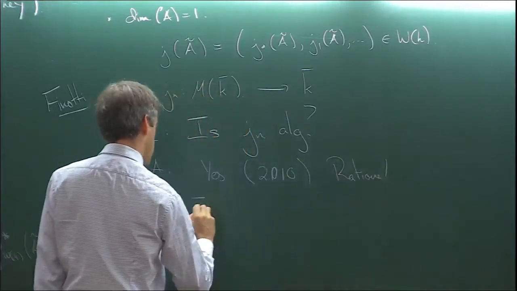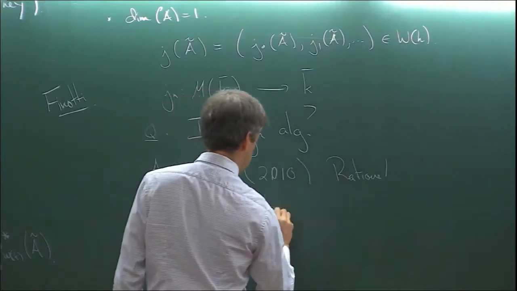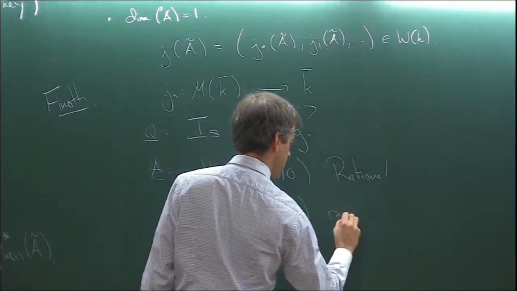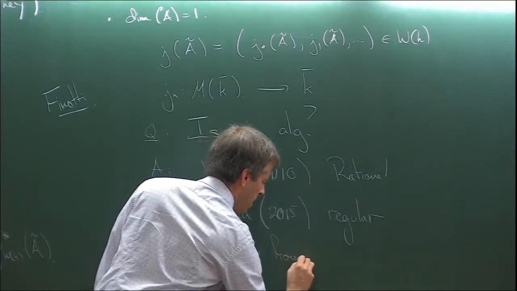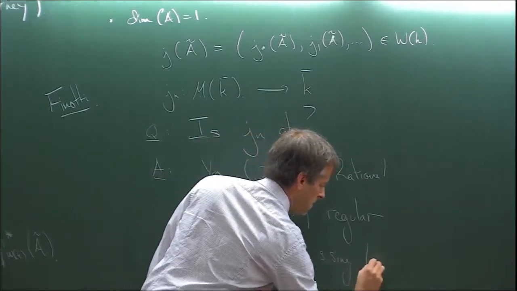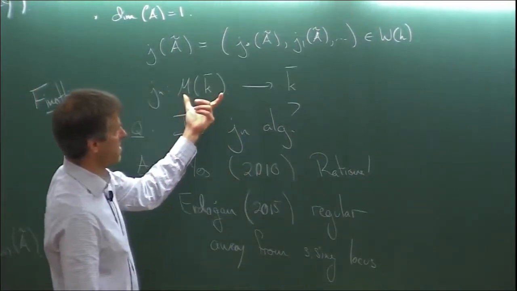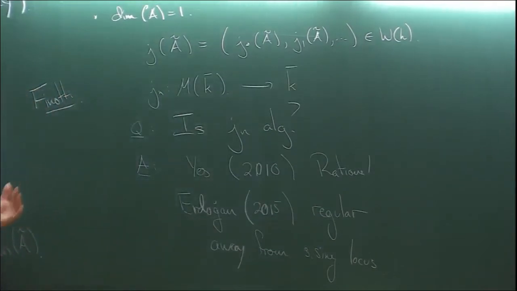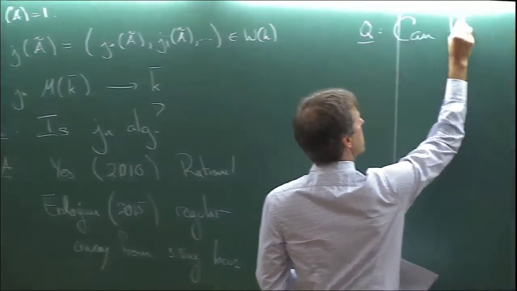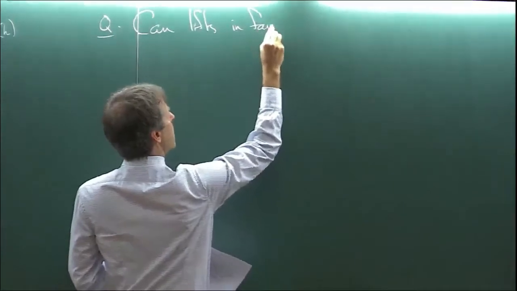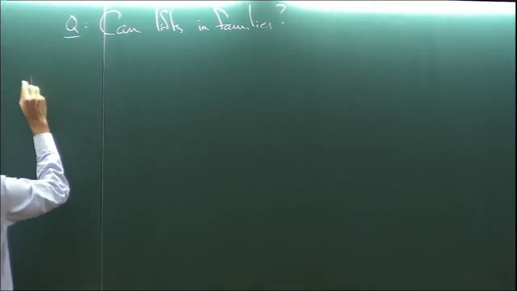And then Erdogan, in 2015, proved that it's regular away from the supersingular locus. So you might ask, well, it kind of suggests there's a theory of canonical lifts in families. And that's the purpose of this talk, is to explain that this is all true.